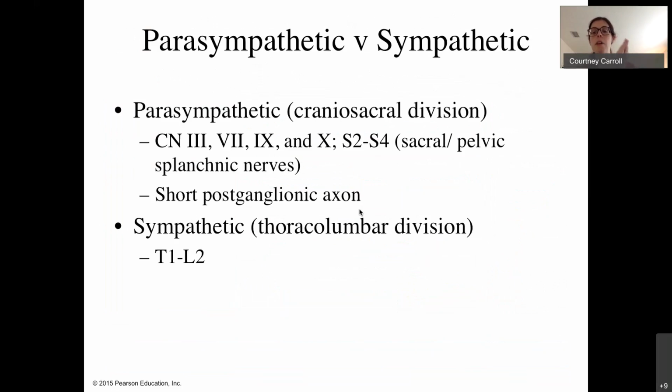So let's focus now on the parasympathetic versus the sympathetic division and how they differ. And the first way that they differ is structurally. So the parasympathetic has nerves that come from our craniosacral division. So they come either from their cranial nerves, cranial nerve 3, 7, 9, and 10, or their sacral nerves. And when you look at them structurally, the parasympathetic ones have a shorter neuron 2, a shorter postganglionic axon. The sympathetic system, however, comes from the thoracic and lumbar region, and they have a longer postganglionic axon.